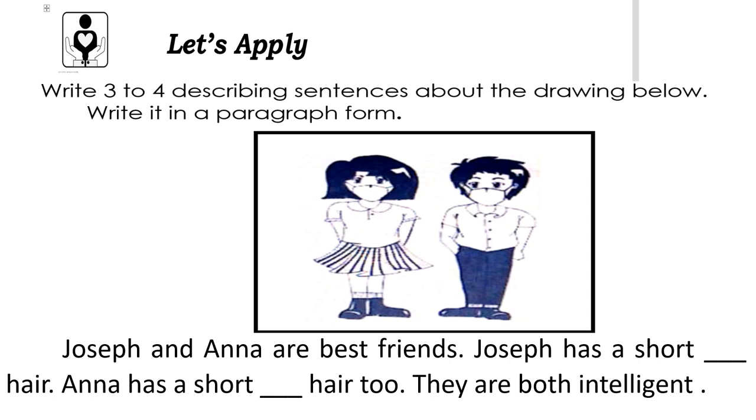Let's apply. Write 3 to 4 describing sentences. This is the drawing. I named them Joseph and Anna. I wrote 1, 2, 3, 4 sentences to make a paragraph. Joseph and Anna are best friends. Joseph has short black hair. Anna has short black hair too. They are both intelligent. Short, black, intelligent are describing words. So this paragraph is an example of a descriptive paragraph.